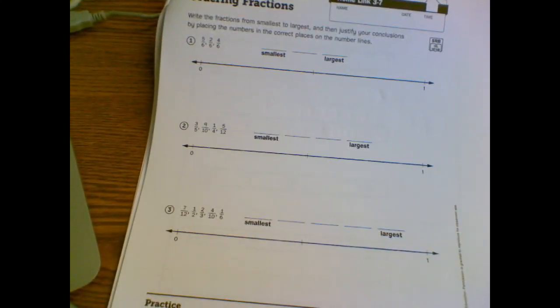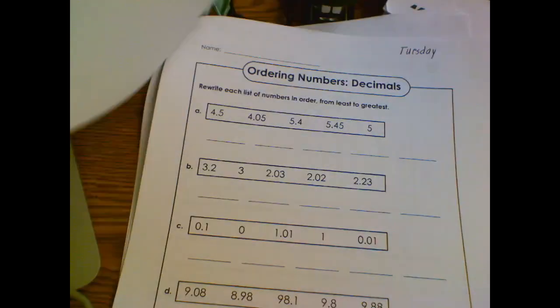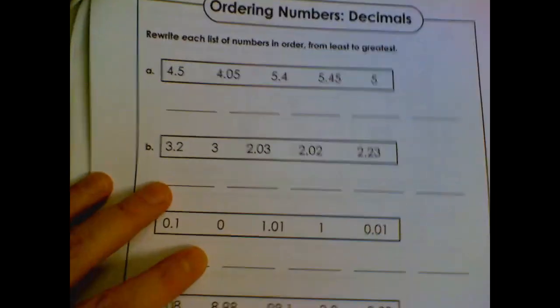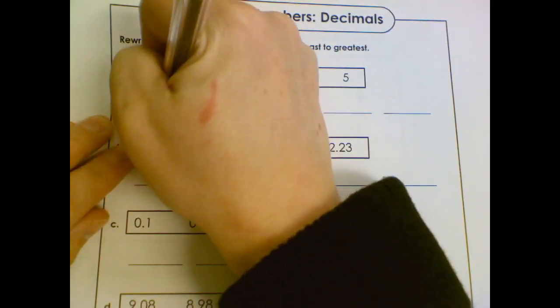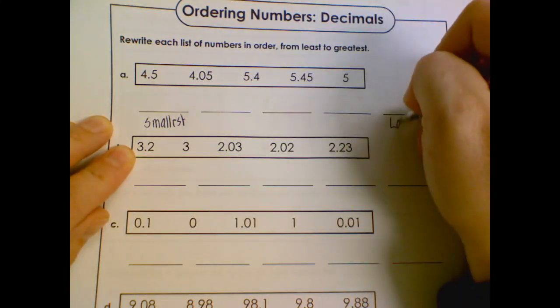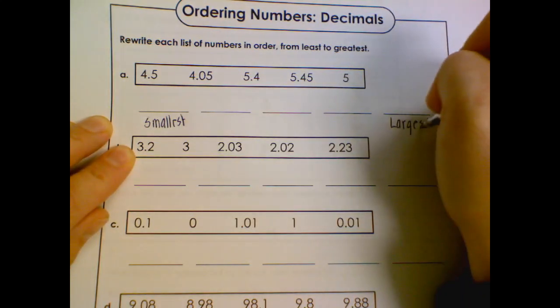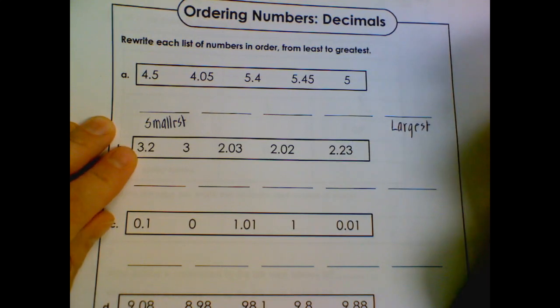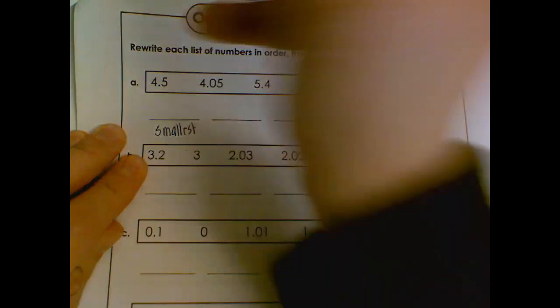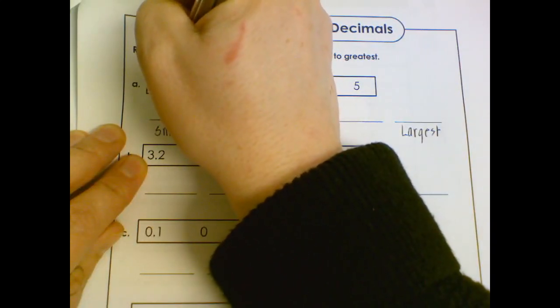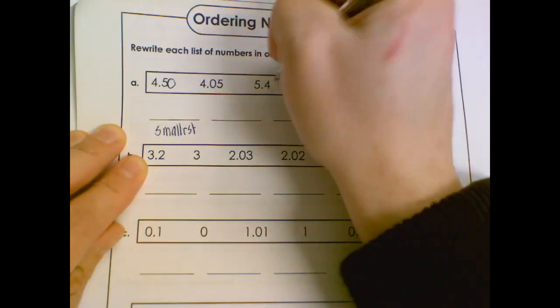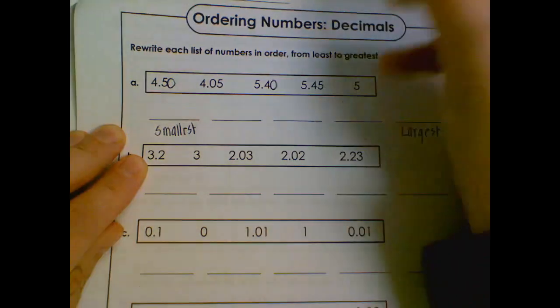All right, looking ahead. So you're going to complete this paper. This is ordering decimals, okay? From least, which means smallest, to largest. If any of you are like me and it's easier to think about money, I would add zeros for placeholders.